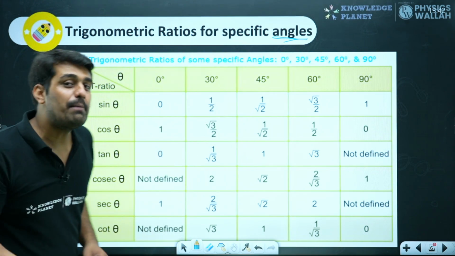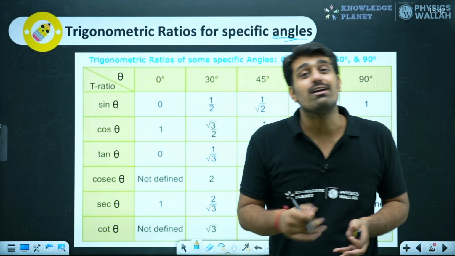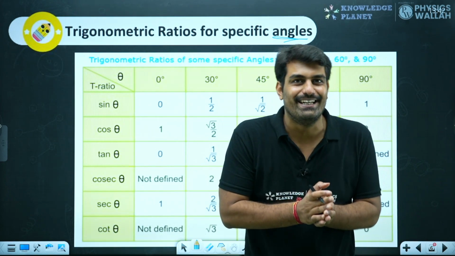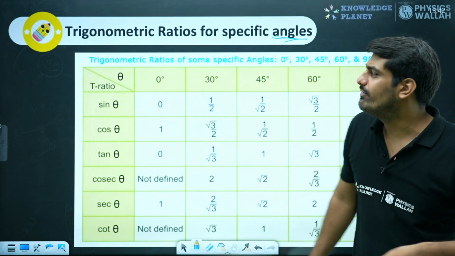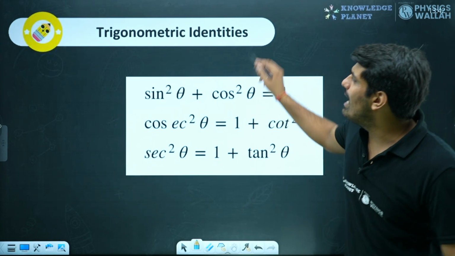Whoever has seen my previous lecture would be feeling, sir, this is all we have already learned, talk about the application. So I'll come to the application. One last thing over here was trigonometric identities. What are identities?